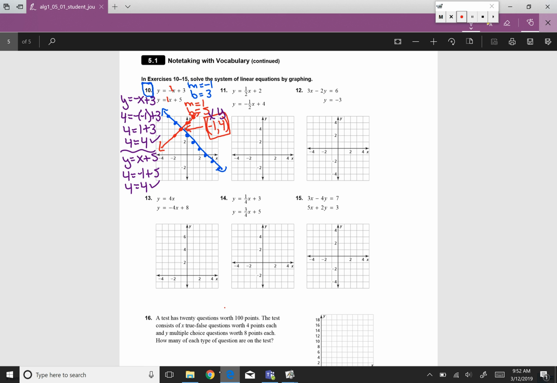How did I know y was 4? Again, it's from my intersection point. The y value was 4, the x was -1.